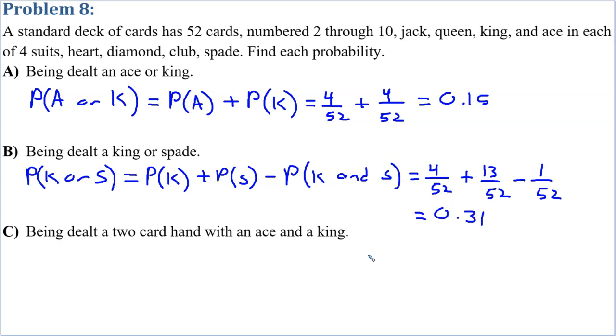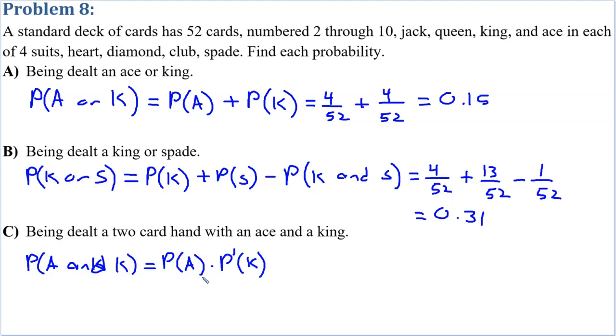All right, last problem is a nice little combination of the AND and the OR case. Probability of being dealt a 2-card hand with an ace and a king. So we could say P of ace and king. Whoops, we'll make that into a D. P of A and K. Well, that's going to be equal to the probability of getting an ace and a king. So that'd just be P of A times P of K. Now in a 2-card hand, the card I'm holding on to is going to affect the probability of the next card. So we'll say this is a P prime.